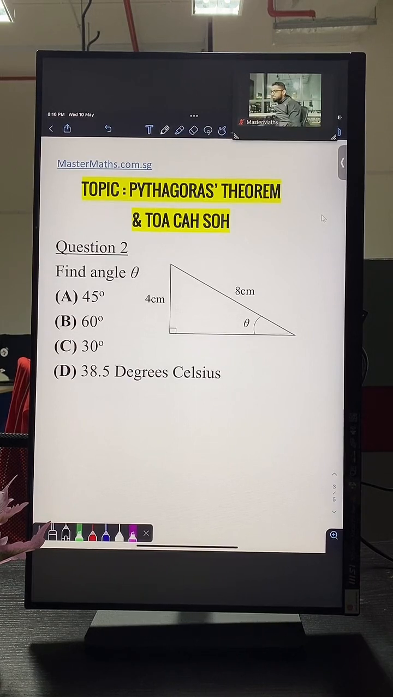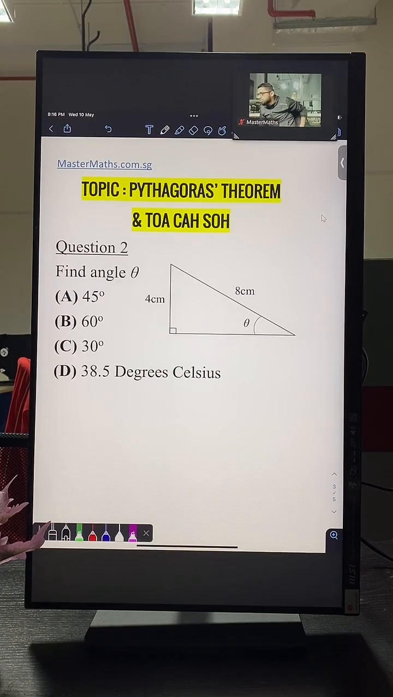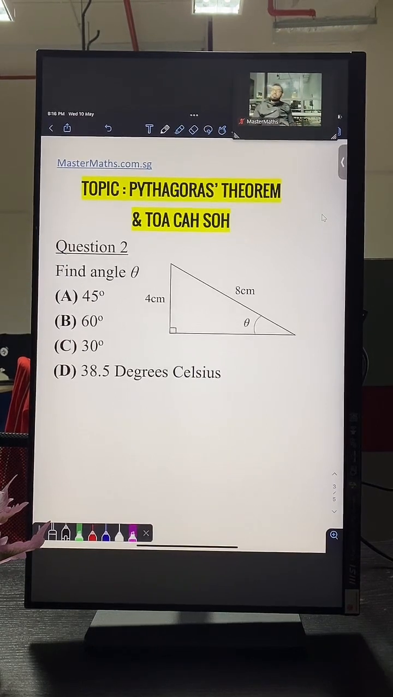Coach Irfan here from MasterMaths, and today we are going to do trigonometry discussions. Okay, this is for secondary school mathematics. Now, trigo is learned in Sec 2 and 3. You guys will learn that. You will learn TOA CAH SOH, you will learn Pythagoras Theorem. You will learn sine rule, cosine rule.